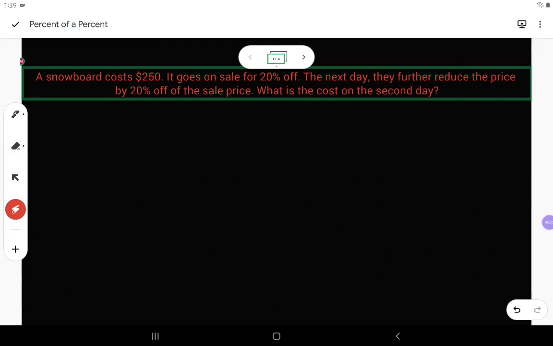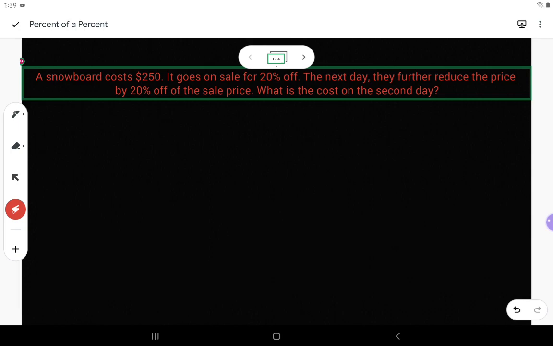Going to be looking at finding percent of a percent, and really that means that our percentages just end up stacking on top of each other. So when we were looking at things like GST and PST, we were able to add those percentages together to get something called HST, which is that harmonized sales tax. Now in these examples, we are not going to be able to add our percentages together.